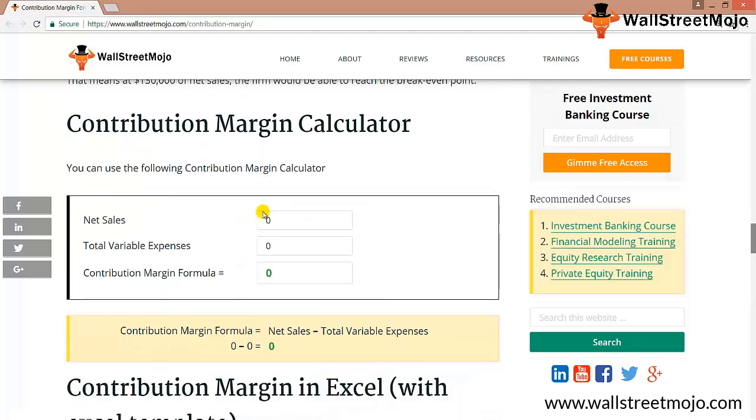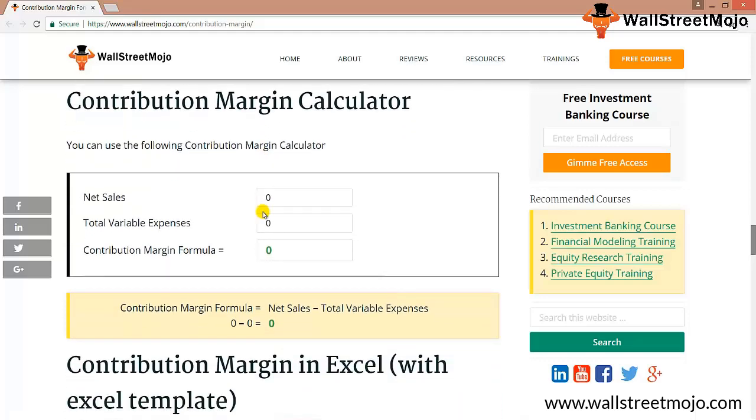We have a contribution margin calculator here, and you can use it for quick analysis. So let's say you have sales of 2 lakh and a variable cost of 30,000. Your contribution margin formula is net sales minus total variable cost, which gives 1,70,000. In this fashion you can use this calculator to quickly find the data.